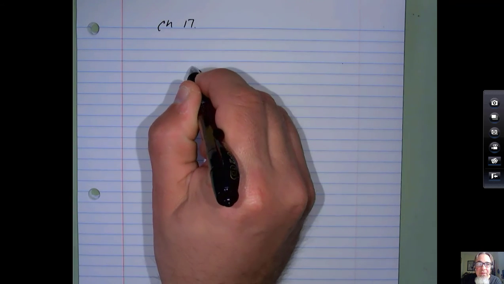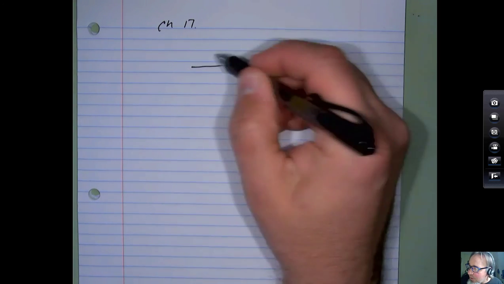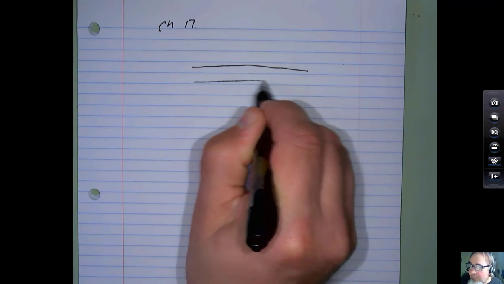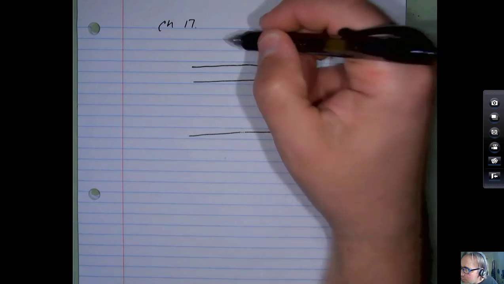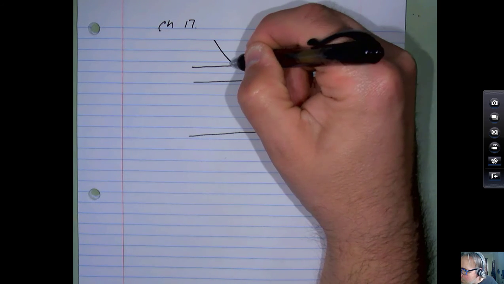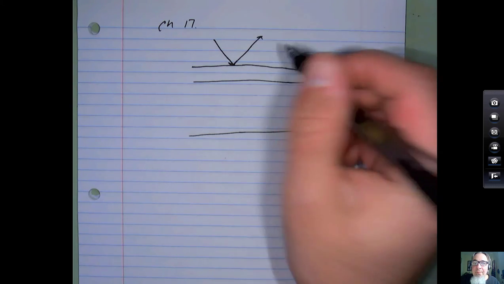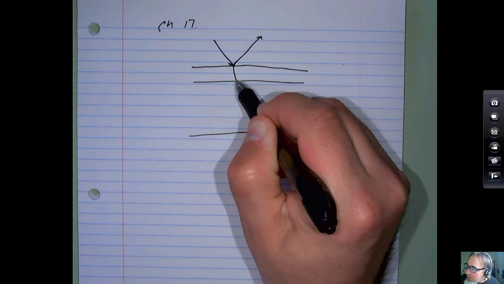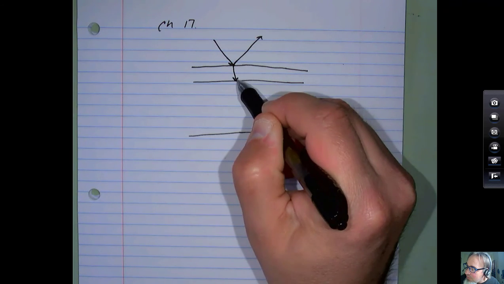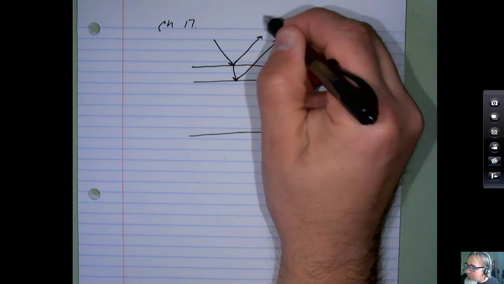So what you see here is, this could be air, for example. This is some kind of film, and then we've got another material here. So light comes in, and some of the light is reflected from the surface, from the first surface. More of the light actually is refracted and goes into the film, but some of it is then reflected from this surface. And your eye is up here.